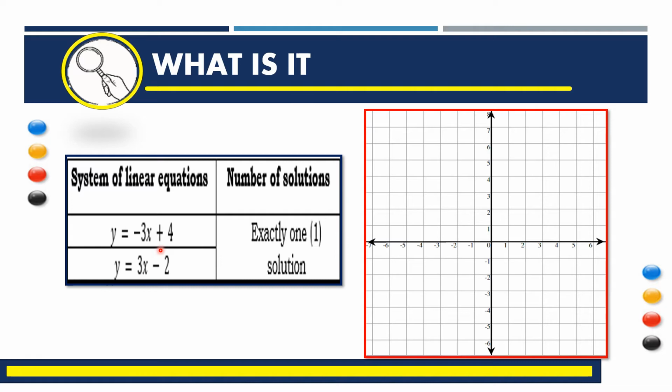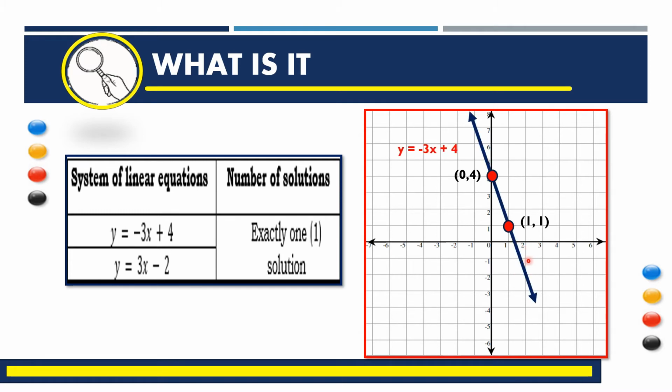In this case, we know that our slope is negative 3, and our y-intercept is positive 4. So let's plot first the coordinate of our y-intercept, which is 0, 4. So we have here 0, 4. And since the slope is negative 3, we have to go down 3 units downward and 1 unit to the right. 1, 2, 3, and then 1 unit to the right. So we have here the coordinate 1, 1.